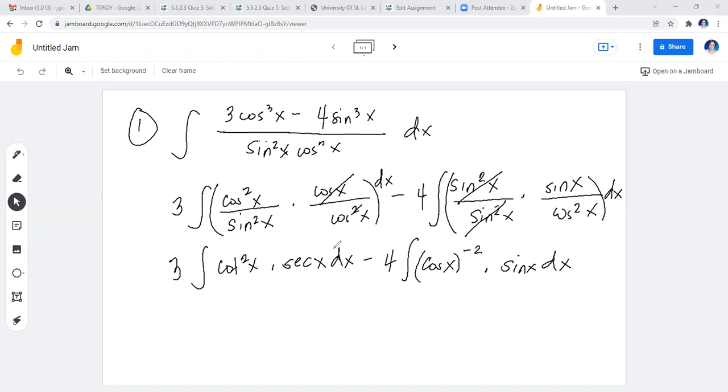Cotangent squared x and you have secant of x. How will you process this one? Sine squared over cosine squared is cotangent squared and you have secant here. Is it cosine squared? Correct. So you have secant x here. What will you do with this expression? That way, you can get the integral using the set of formulas that I have provided for you. What will you do with this one? That way, you can use the set of formulas that were provided for you.